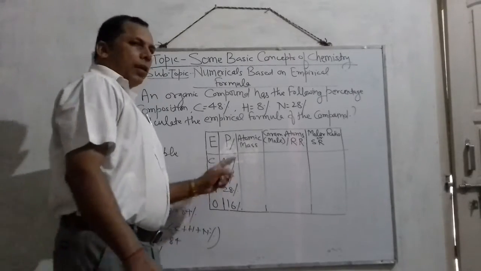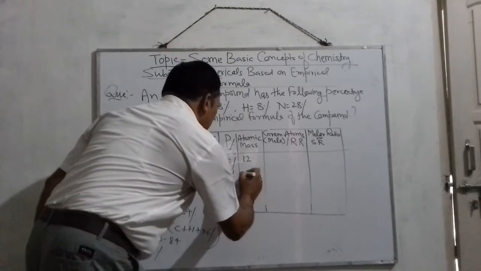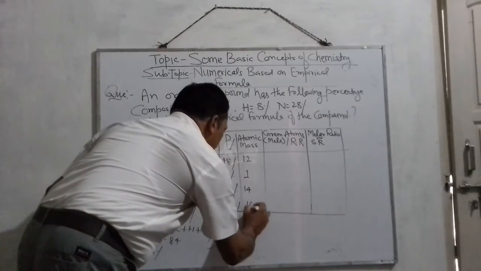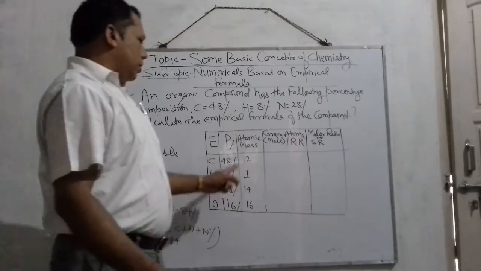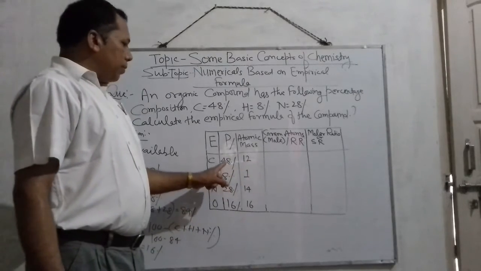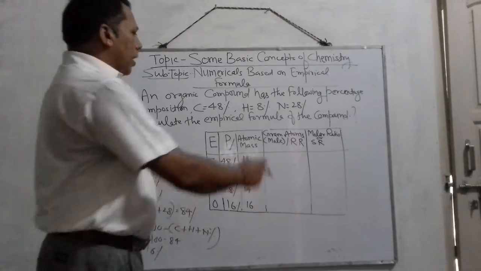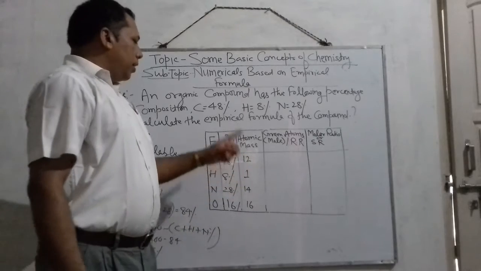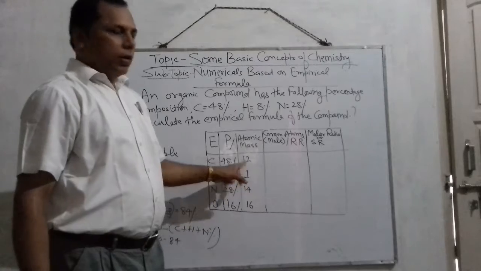Now write the atomic mass of each element. You know that the atomic mass of carbon is 12, hydrogen is 1, nitrogen is 14 and oxygen is 16. Am I right, student? Now come to the next point. We have to evaluate the relative ratio. The relative ratio or gram atoms or moles of the element will be determined by dividing the percentage of the element by its atomic mass.